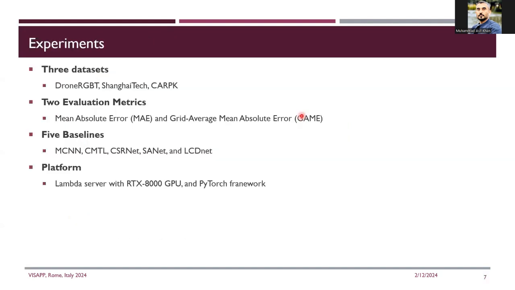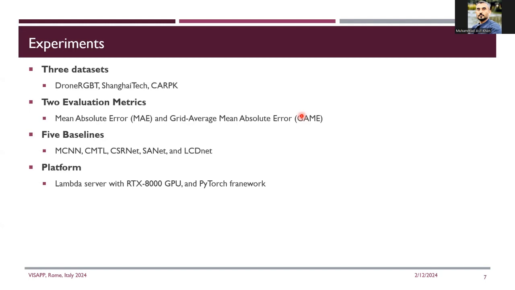We conducted experiments using 3 different data sets: drone RGBT, Shanghai Tech, and CARPK. We used 2 evaluation metrics, mean absolute error and grid average mean absolute error, GAME. These are 2 of the most widely used methods for estimating crowd density and have been used thoroughly in many recent publications. We evaluated the proposed model and compared the results.